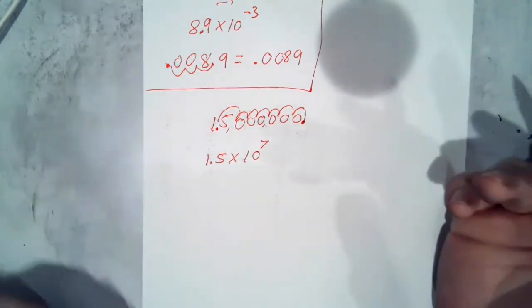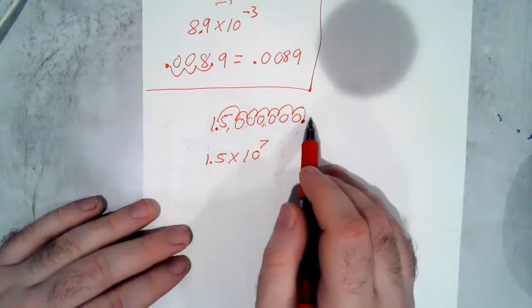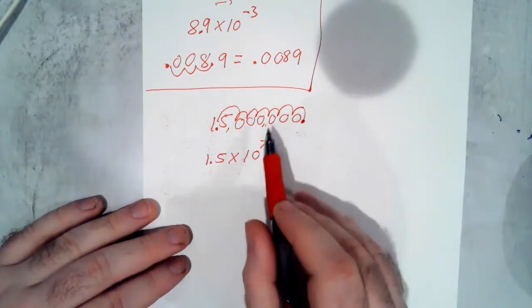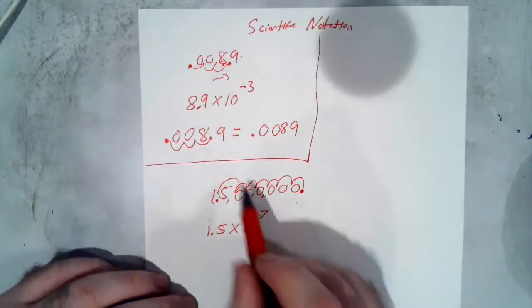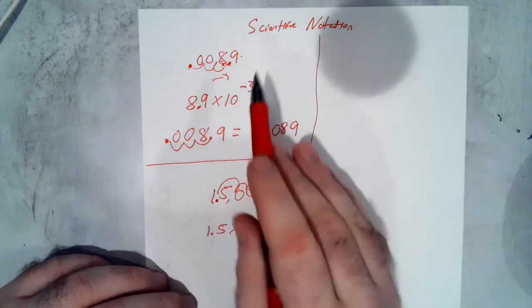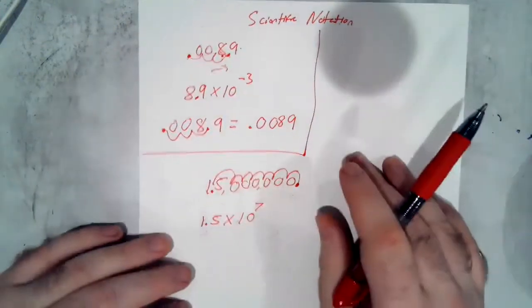So an easy way to remember this would be that big numbers like 15 million here will have a positive exponent. Small numbers like this number here will have a negative exponent. So if you can remember that, then you should be good to go.